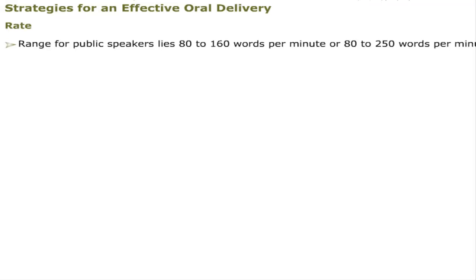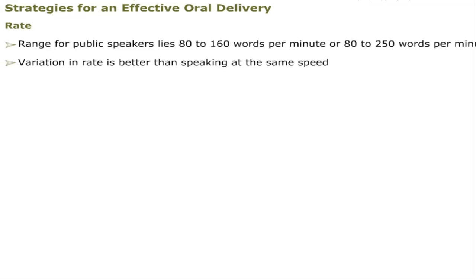Rate. Most communication experts suggest that the range for public speakers lies between 80 to 160 words per minute. In more casual conversation, some people may range from 80 to 250 words per minute. Variation in rate is better than speaking at the same speed. Volume. Volume is the loudness or the softness of your voice.